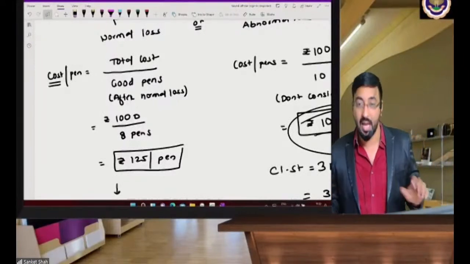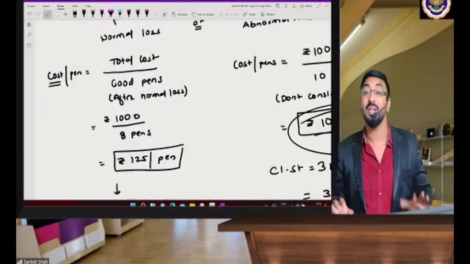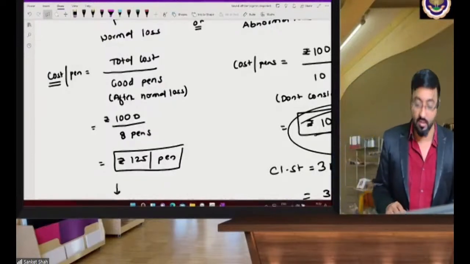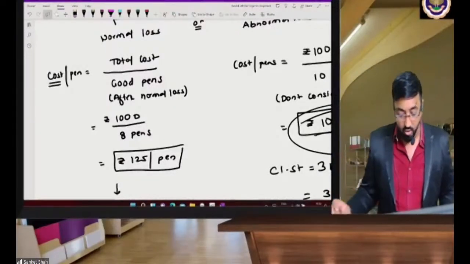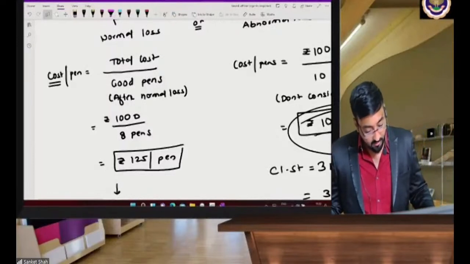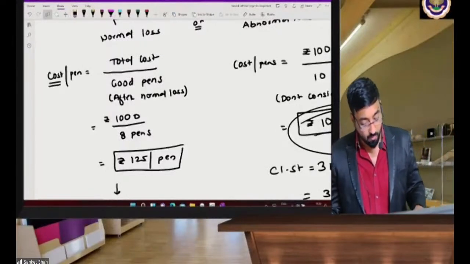And in exam, if nothing is mentioned, you always have to understand this is an abnormal loss. Whenever exam में समझ में नहीं आया, so it is called as abnormal loss.